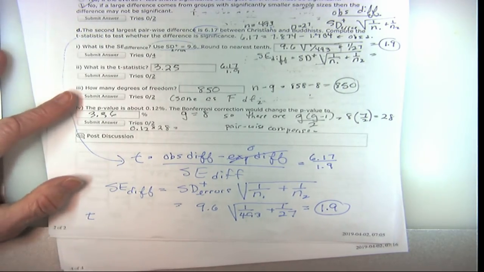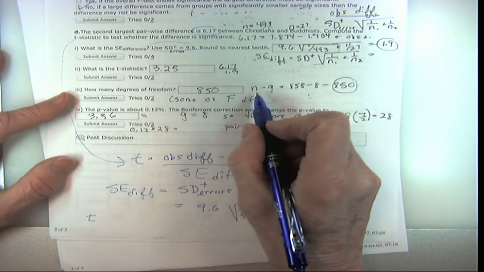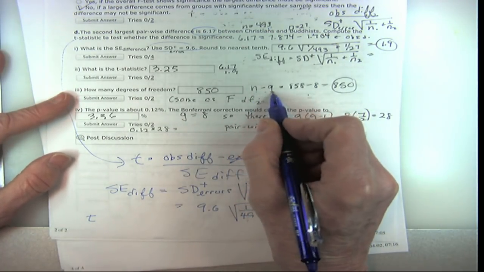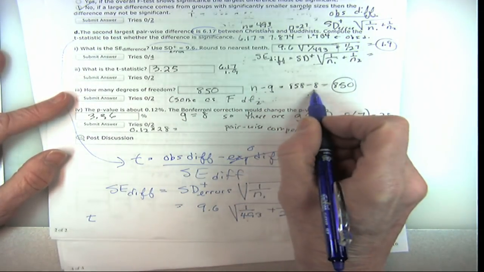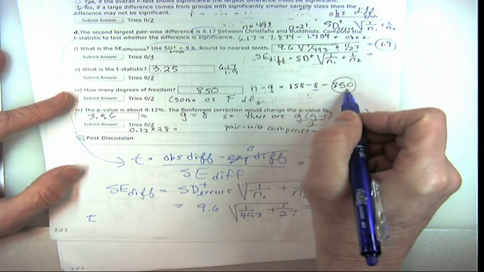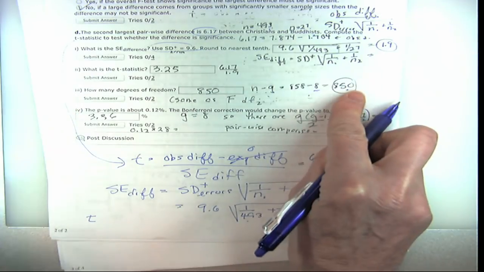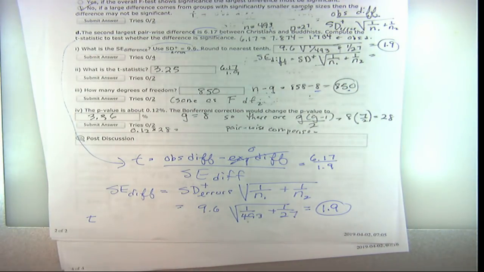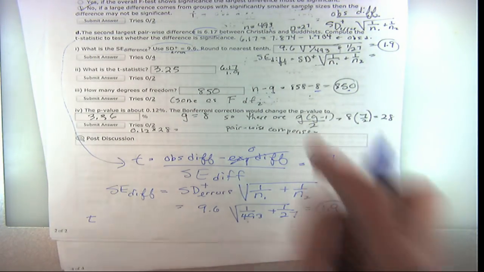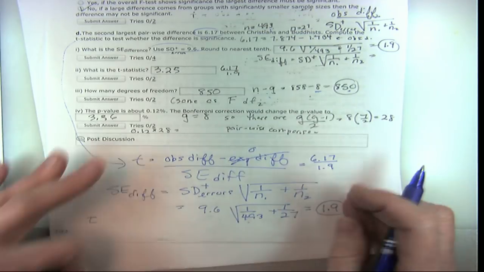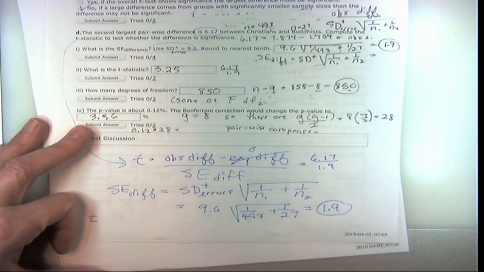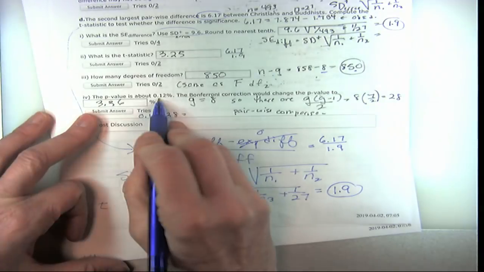How many degrees of freedom? That's n minus the number of groups. So there's 8 groups here, so that was 850. And so you use the degrees of freedom for the whole sample, not just your particular group size. And the p-value is that.